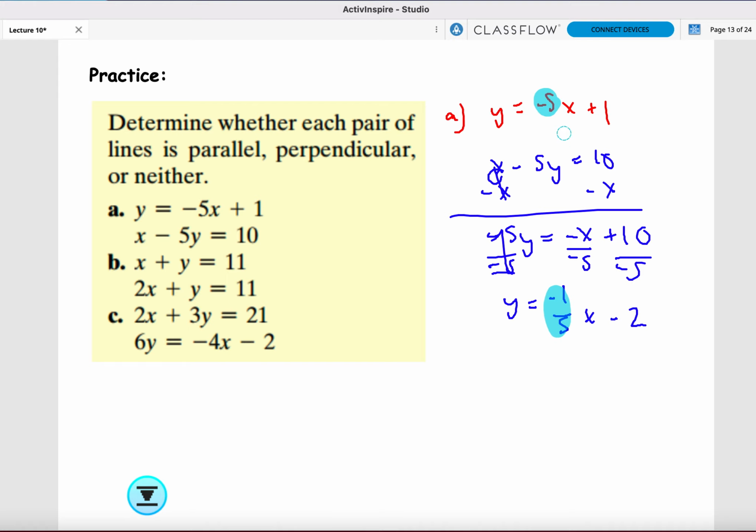So they are reciprocals, but they're both negative, which, oh, actually, two negatives make a positive. I didn't see that, guys. Negative, negative makes a positive. So they are opposite and they are reciprocals. So A is, if they're opposite reciprocals, then they are perpendicular. Okay, let's look at B.